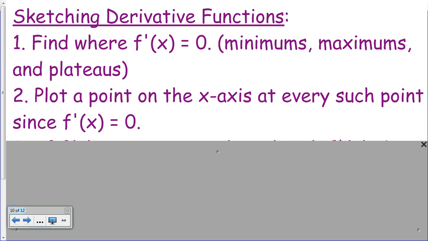Now, why do we plot a point on the x-axis? The reason is because we're trying to sketch what f prime looks like. And at all those points, f prime was equal to 0. So we need to plot a y value equal to 0, where y values of 0 occur right on your x-axis. So all of those points that we found give us x-intercepts. So we're going to plot all of those x-intercepts, in other words. Those are the only places this derivative function is going to cross the x-axis, or at least touch the x-axis. It doesn't necessarily have to cross it, but it does have to touch it.